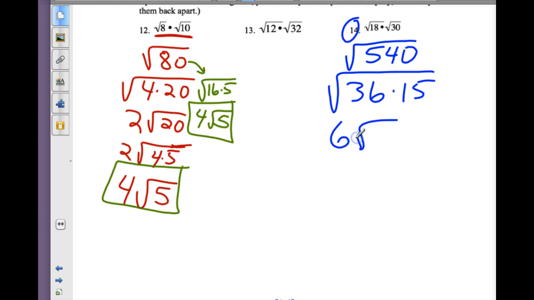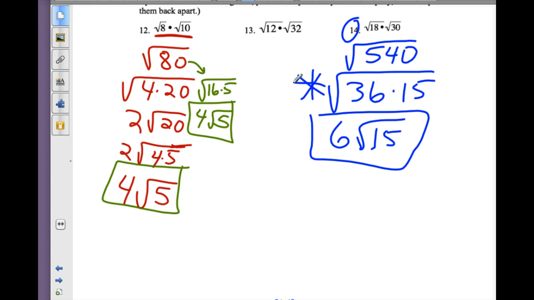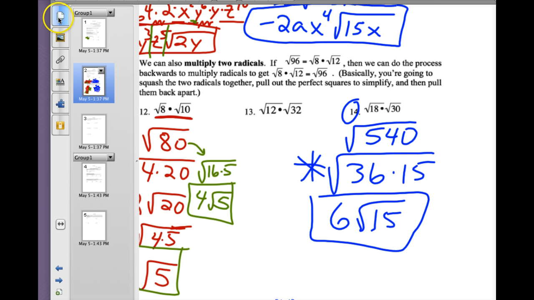Sean, look at radical 15. Can we simplify it any more? No. Done. Hey, big old star here, guys. This middle step needs to be happening. You will get more of them right if you write it out. All right, next page. You guys are doing awesome.